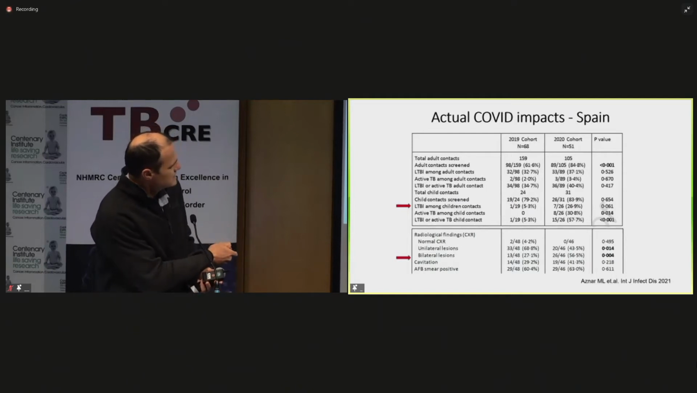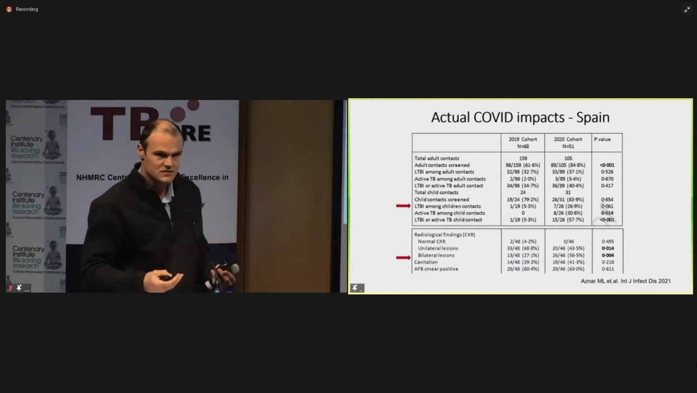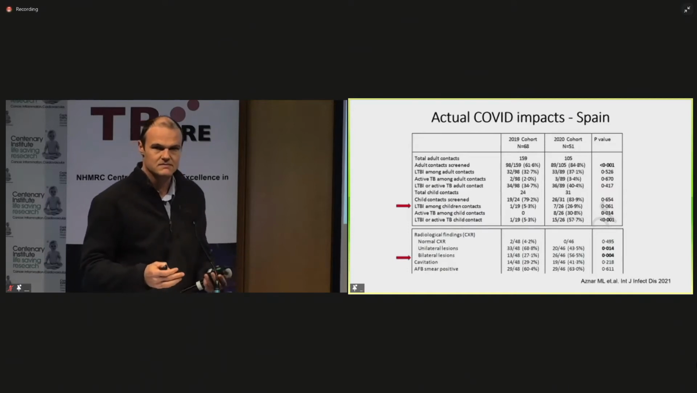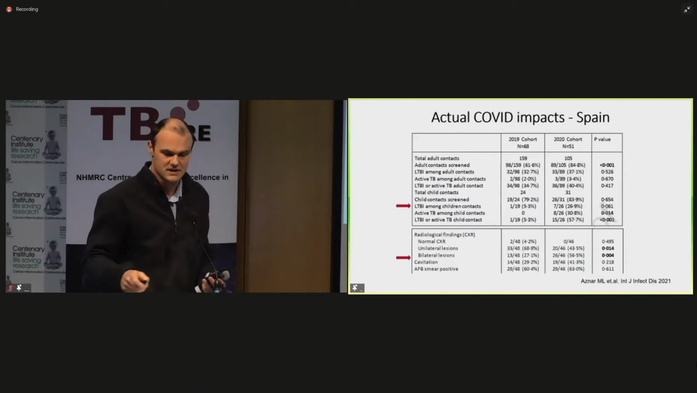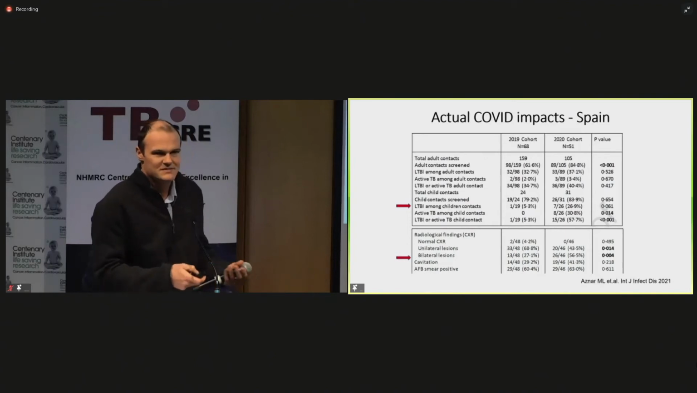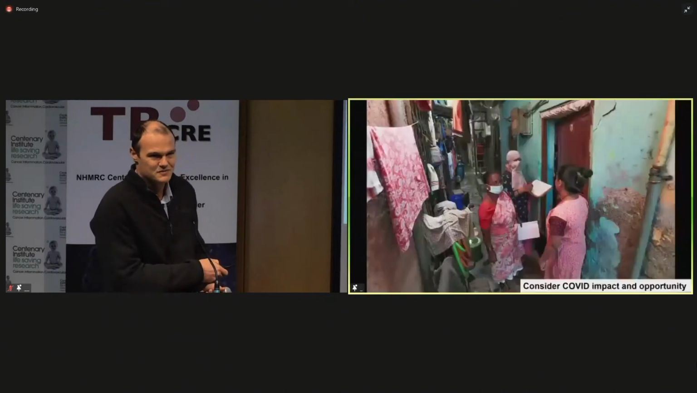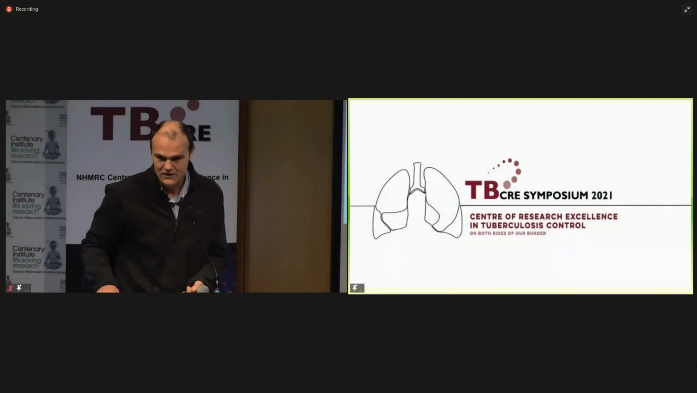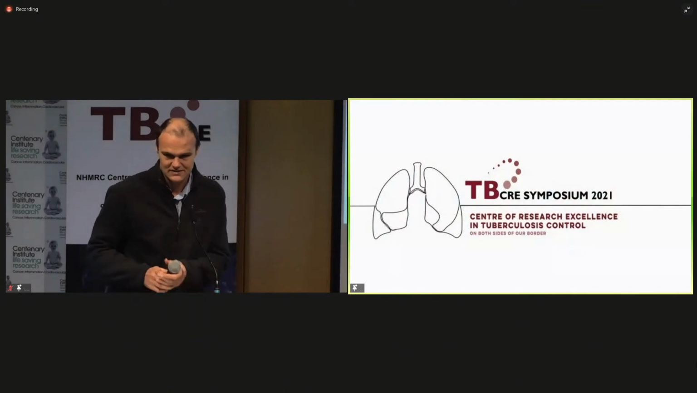And when they looked at the infection rate amongst household contacts of these cases, there were increased infection rates in the post-COVID period, also suggesting delayed diagnosis and increased transmission in the community. But this was the only hard evidence I could find documenting some of these impacts at the moment. So I'm going to hand over to Warwick to just talk about the more biological aspects of the interaction and then to guide the discussion.